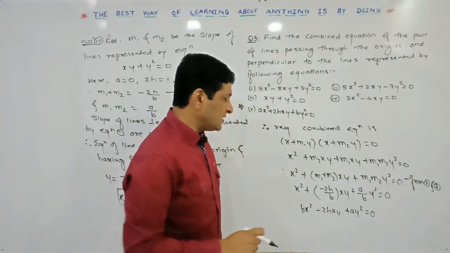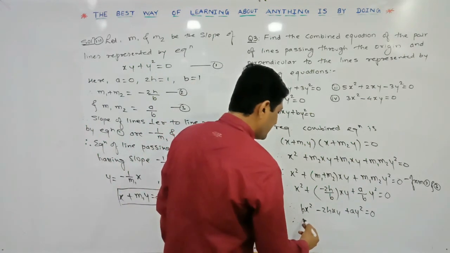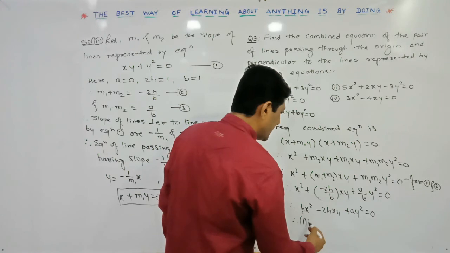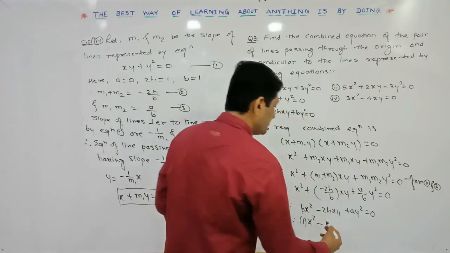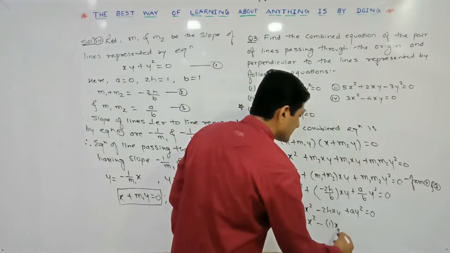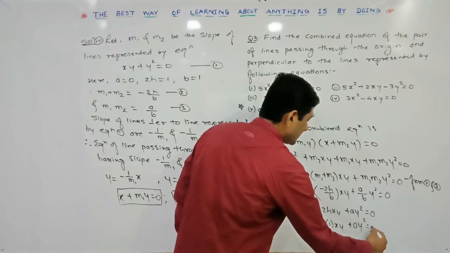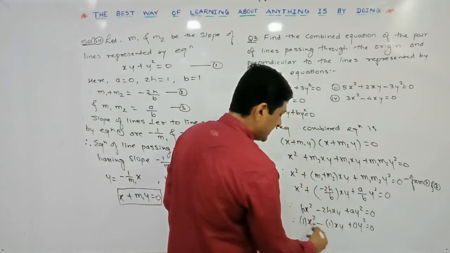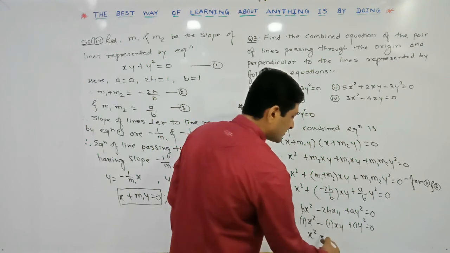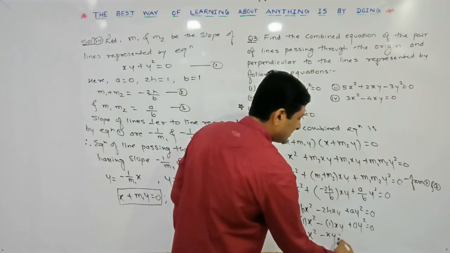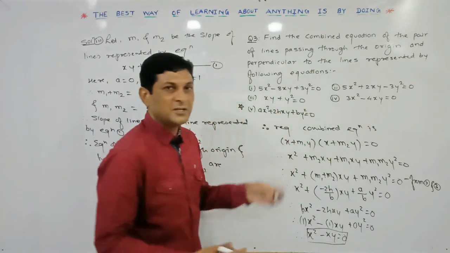Now the remaining part is just to substitute the value of b. What is the value of b here? 1. Replace b by 1. So here 1 x square minus, keep it as it is, replace 2h by its value. What is the value of 2h? 1 xy plus a is equal to 0, so 0y square is equal to 0. So this can be written as 1 into x square is x square minus 1 into xy is minus xy is equal to 0. And in this way we have got our required combined equation.